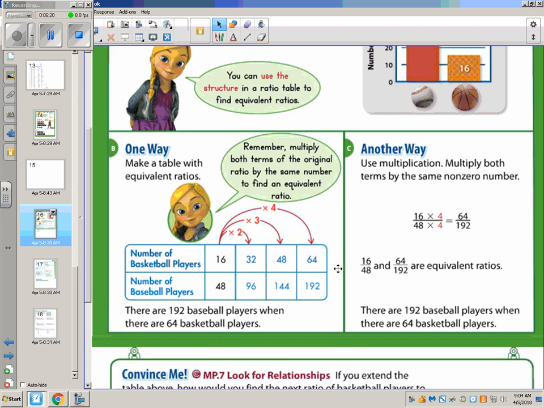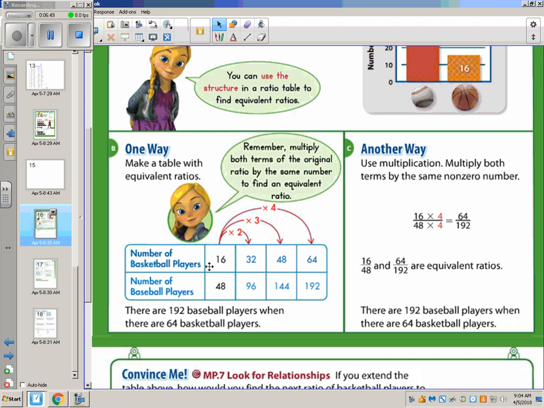So you guys are used to input-output tables, which is where you have a number here and you do something to the top number to get the bottom number. These are ratio tables. So the number of basketball players is related and the number of baseball players is related. But because these are two different quantities and they're representing two different amounts, I'm not going to do something to the 16 to turn it into 48. I'm going to be going from 16 over.